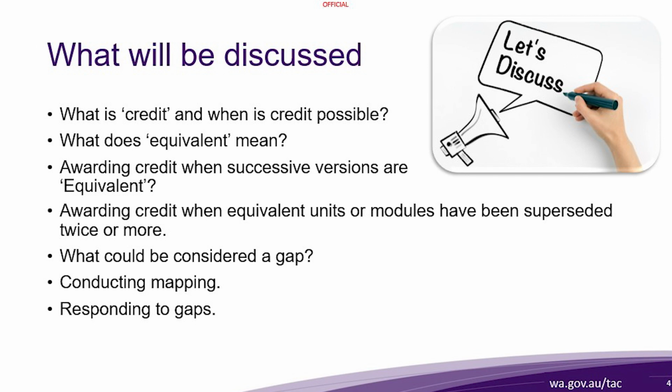And there's a question mark after that because it's basically saying, can you do it? And if you can, how can you do it? And if you can't, when can't you do it? And that becomes a big issue when we are looking at awarding credit when equivalent units or modules have been superseded twice or more.